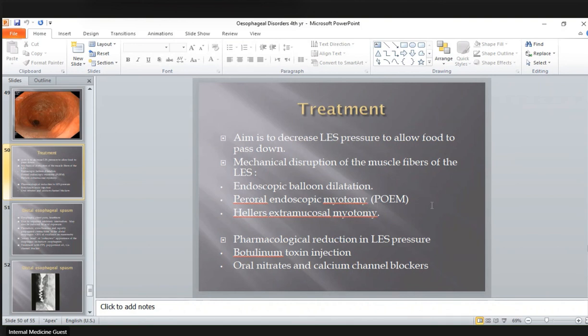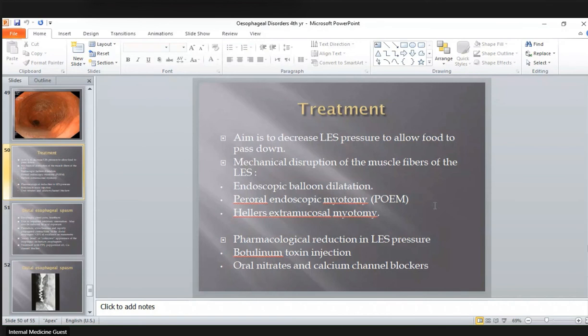We are probably going to perform our first case early next week or the end of this week. And we can send the patient to the surgeon so he can cut the fibers from outside surgically.